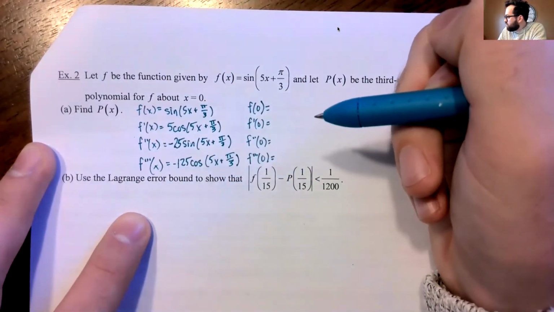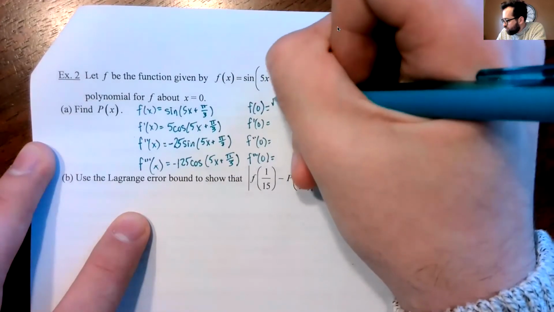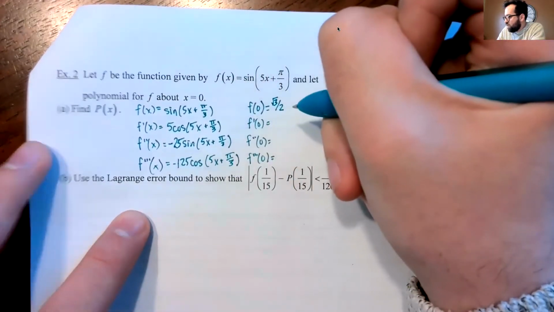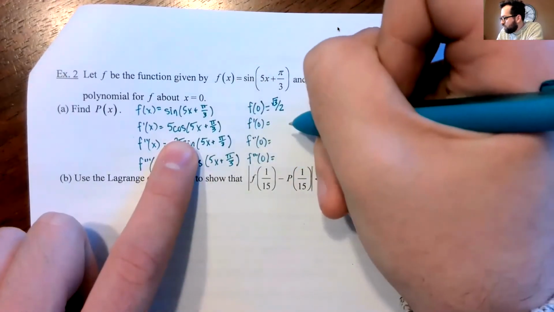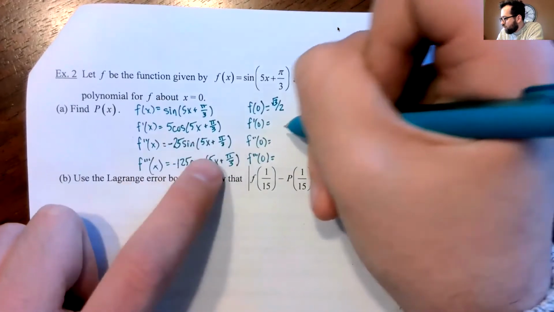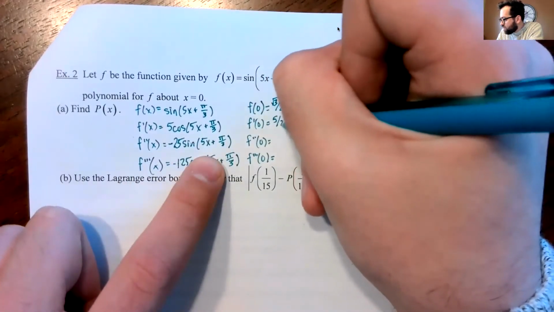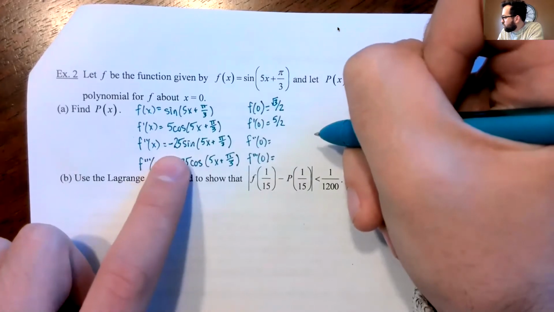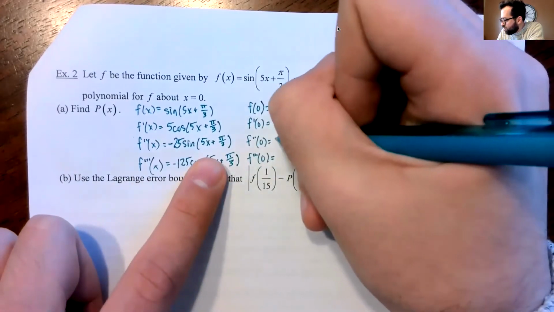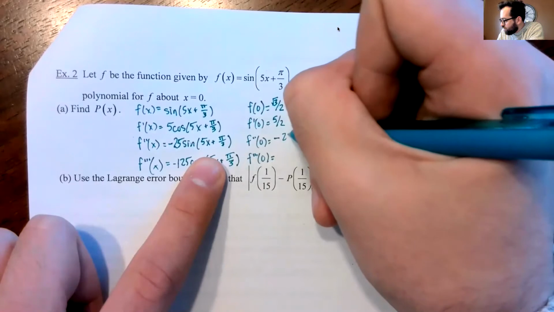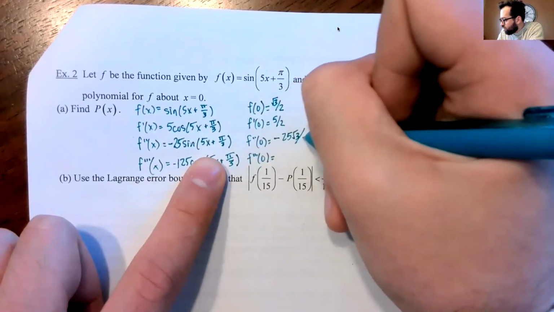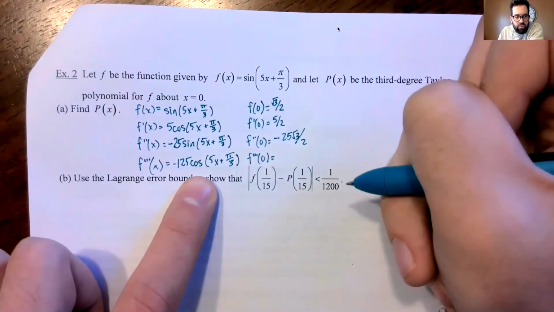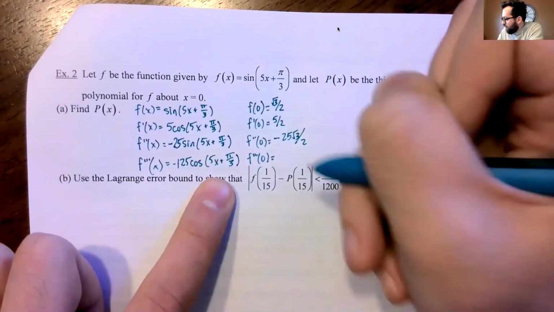And so this just becomes sine of pi over 3, which becomes root 3 over 2. Second one becomes 5 times 1/2, so 5 halves. Next, we have negative 25 times root 3 over 2, so negative 25 root 3 over 2. And then we have negative 125 times 1/2.